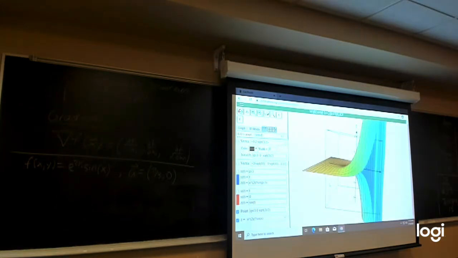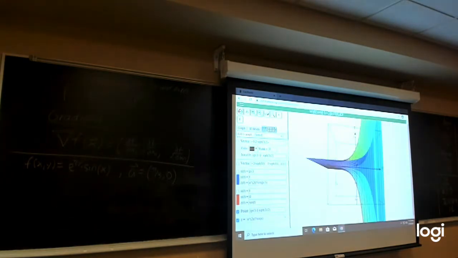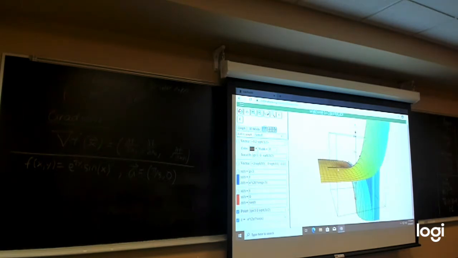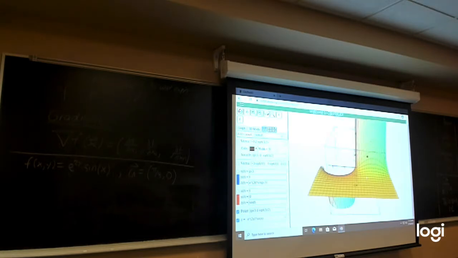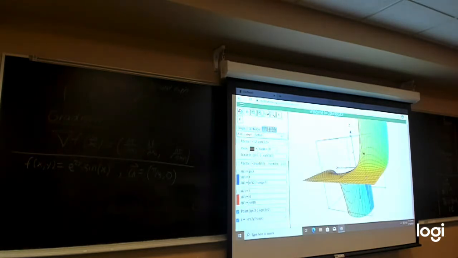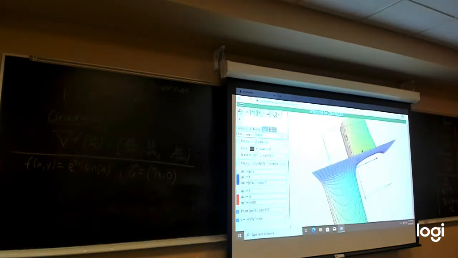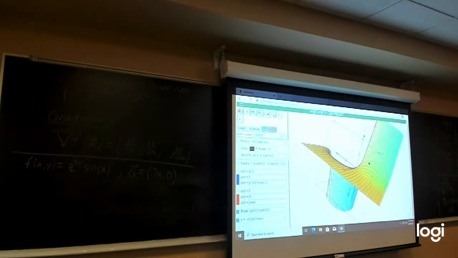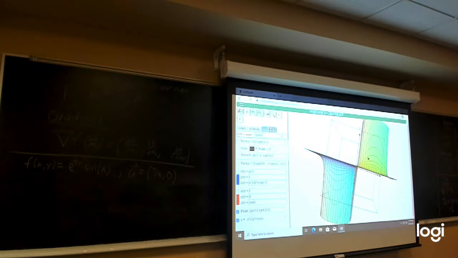I don't really know how to describe the shape of this function, other than the fact that for values of y that are negative, it looks like a flat plane, but for values of y that are positive, if x is positive, it shoots up really, really big in the positive direction. But if y is positive and x is negative, then it shoots downwards towards negative infinity. In particular, we're going to be looking at the graph of this function at this point here.